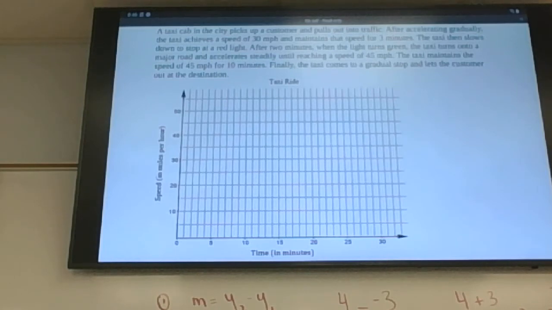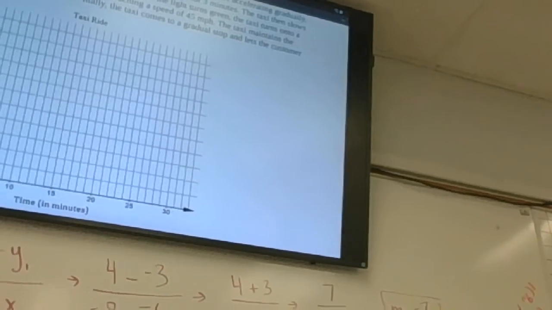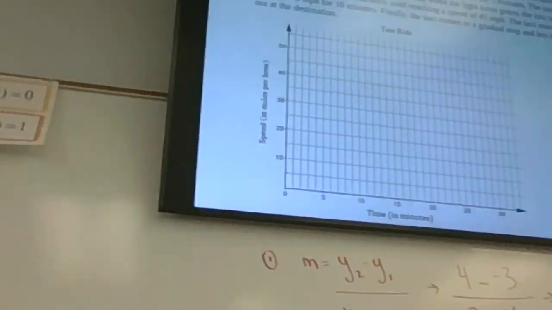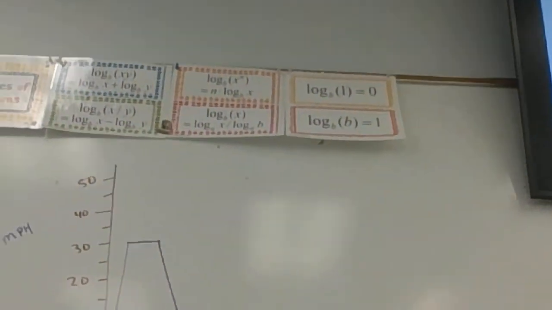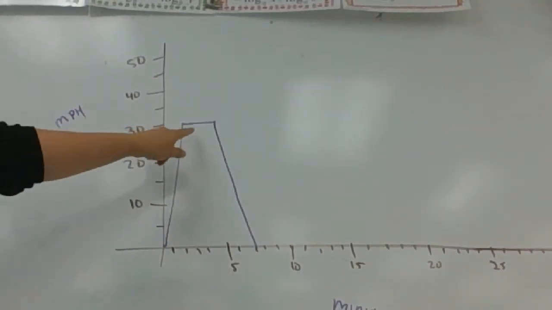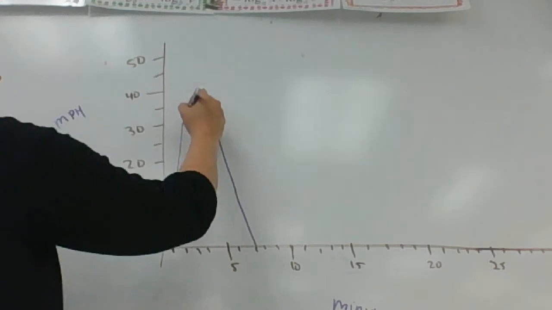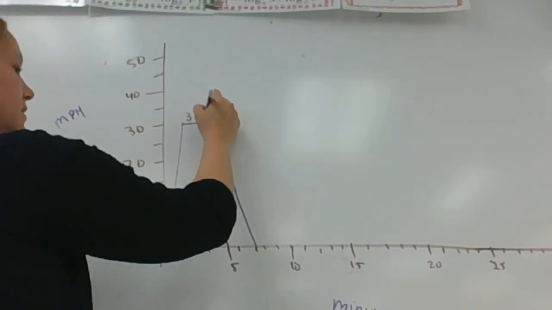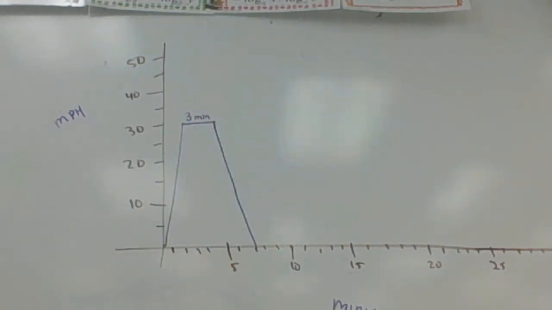The taxi then slows down to stop at a red light. I want 0 miles per hour on the red light. This is a 3 minute constant speed. Then slow down to 0 miles per hour.